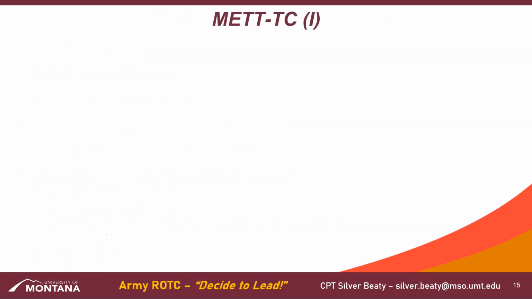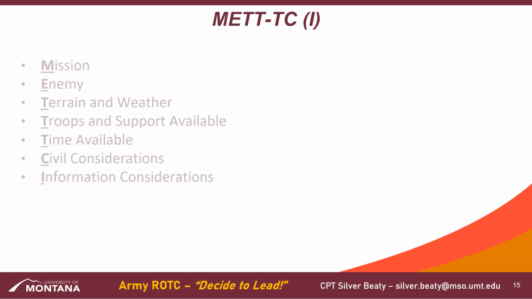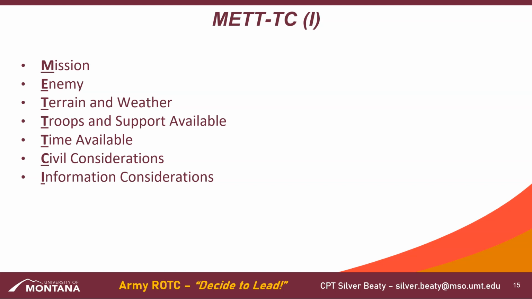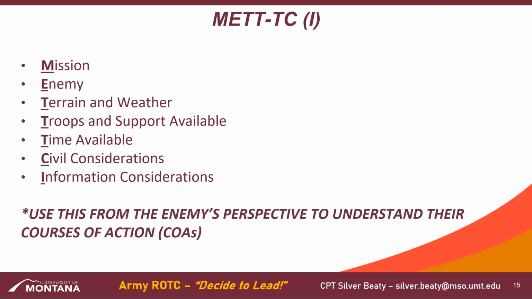All right, so that is the 8 steps of the TLPs. And we talked towards the beginning of how to analyze your mission. We use what we call METT-TC. And this is taking information about the mission, your enemy, the terrain, weather, troops and people that you have available, or things that you have available, the time that you have to conduct this, taking your civil considerations and any other information considerations to make your plan. I also want to reiterate, or iterate really, that you need to use this from the enemy's perspective in order to better understand their different courses of action as well.